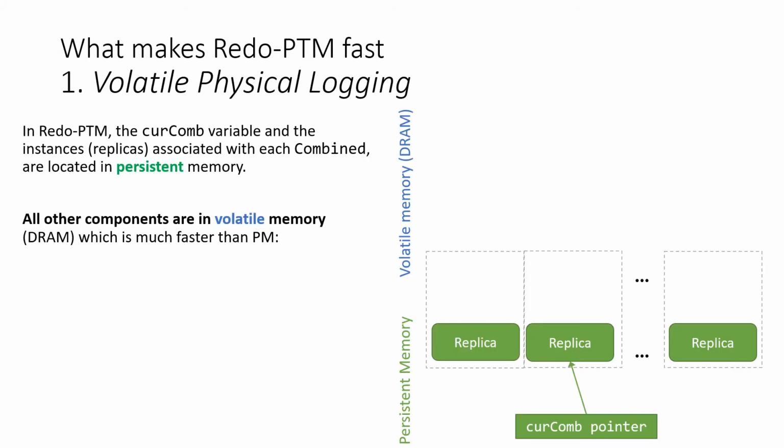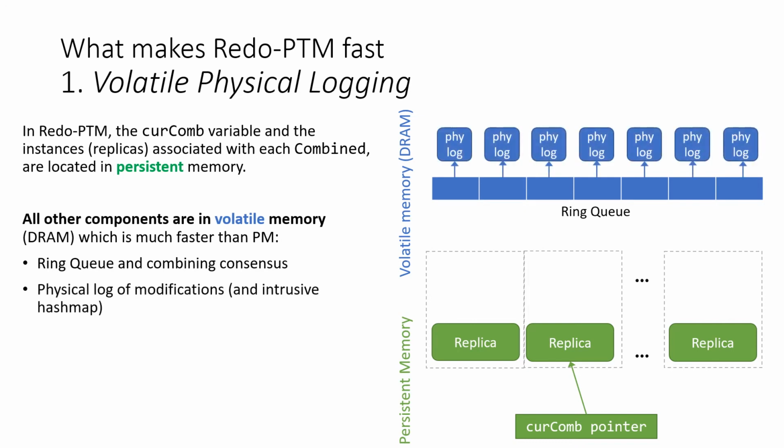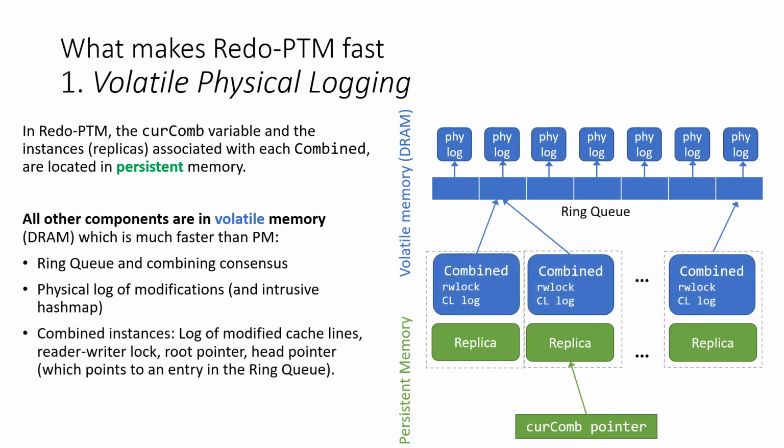The first of the factors that improve performance is that the replicas and the CURCOM pointer are all located in persistent memory, but everything else is in volatile memory. That means the ring queue, which is a memory-bounded kind of wait-free queue, the physical redo logs and undo logs that are used for the transactions, the combined instances associated with each replica. They contain the cache line logs, the reader-writer logs, and head pointers. All of these are volatile.